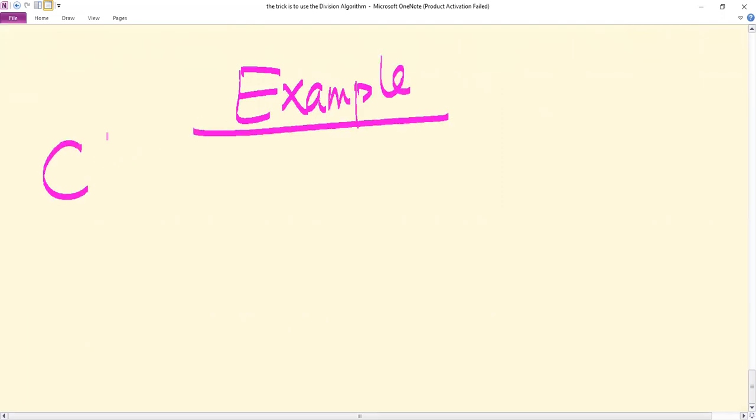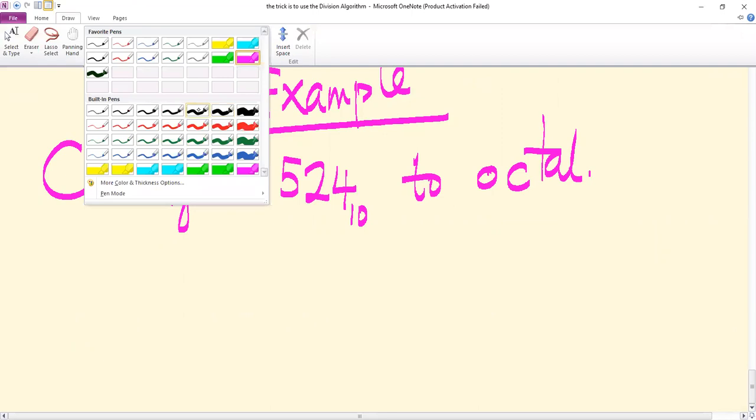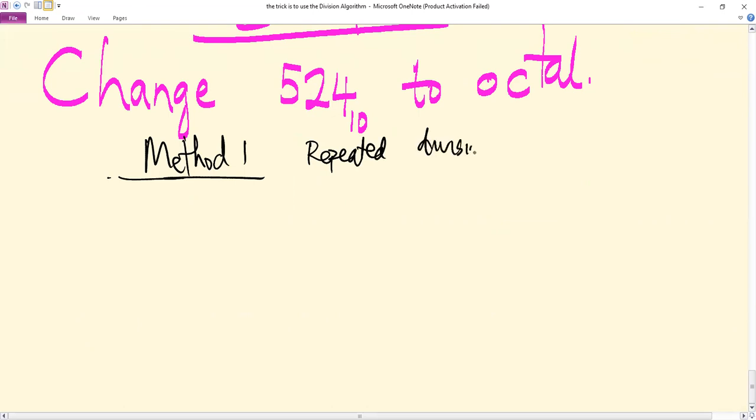Change 524, which is a number in base 10, to octal. So that's the problem. We are going to demonstrate both ways, dividing repeatedly by 8 or using the division algorithm. Method 1, repeated division by 8.